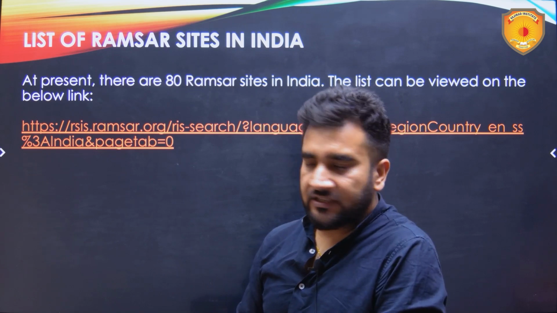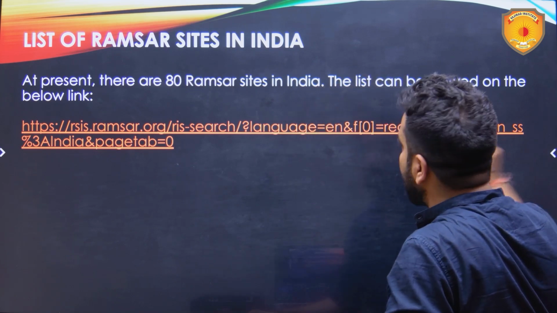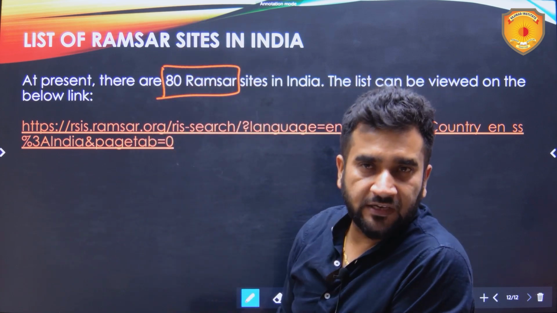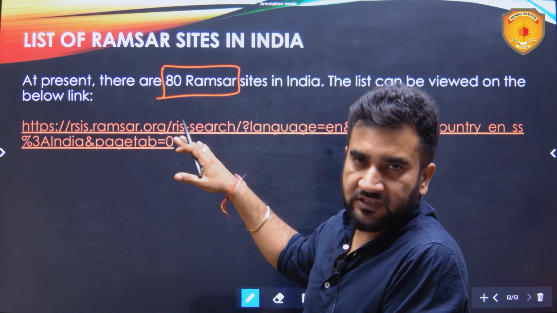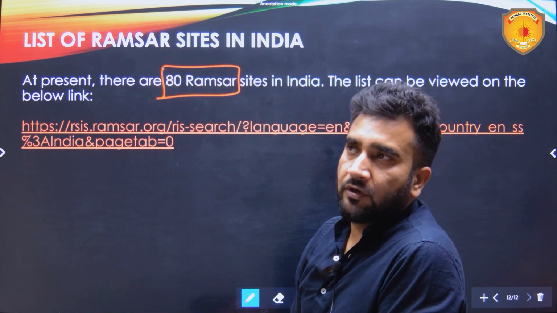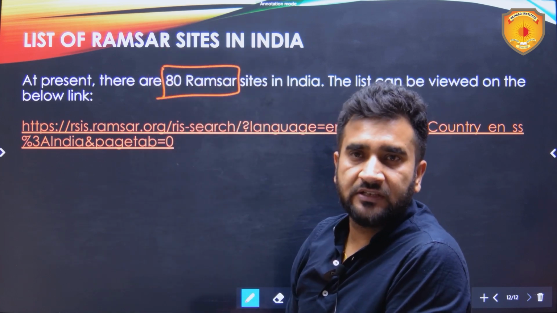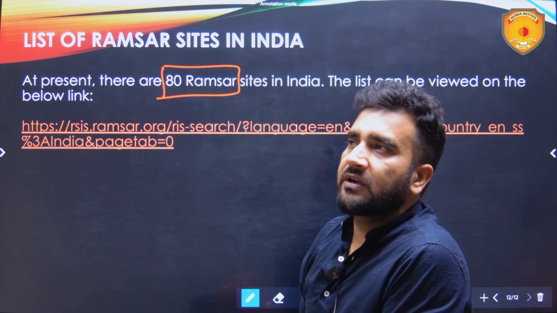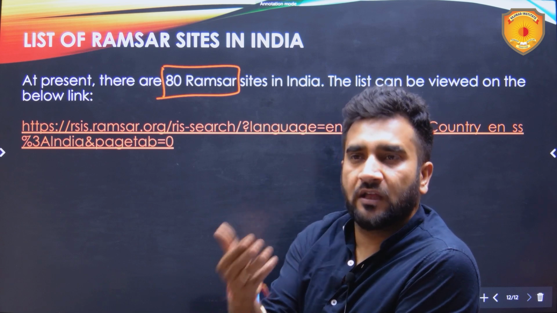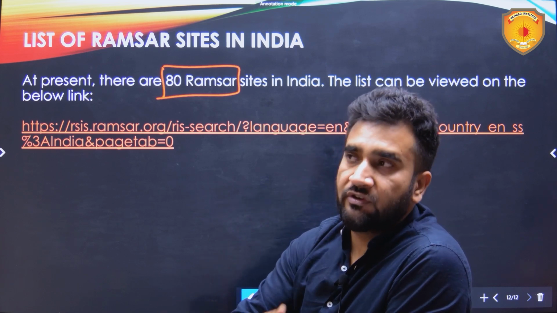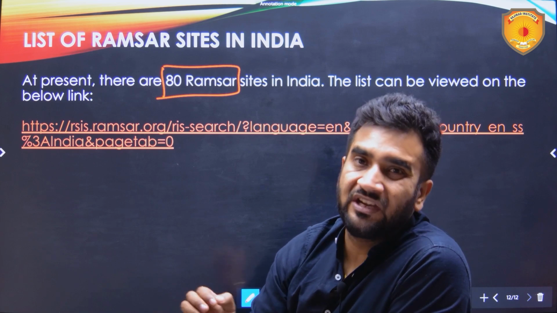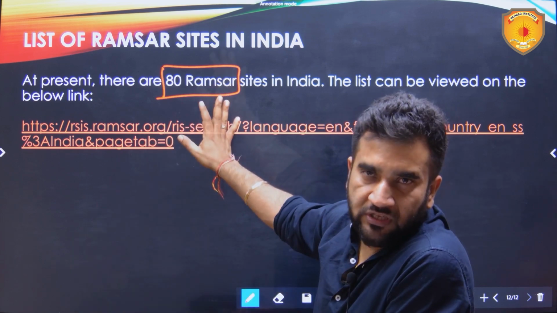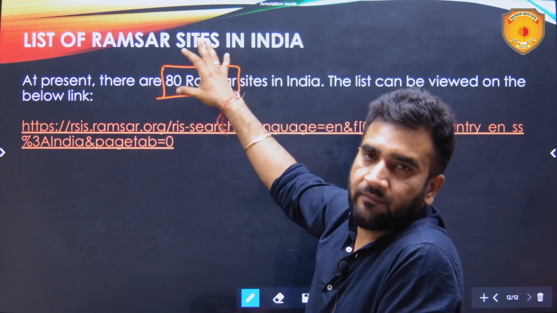Now, the list of Ramsar sites in India. There are at present 80 Ramsar sites in India. It was impossible for me to list down and explain each and every site, but before 2022 there were 54 Ramsar sites in India. In 2022, when we were celebrating Azadi Ka Amrit Mahotsav, 75 years of independence, we aimed at increasing the Ramsar sites to 75, and we were successful. So in 2022 we had 75 Ramsar sites, and after 2022, 5 more sites have been added to this list, making 80 Ramsar sites in the country.